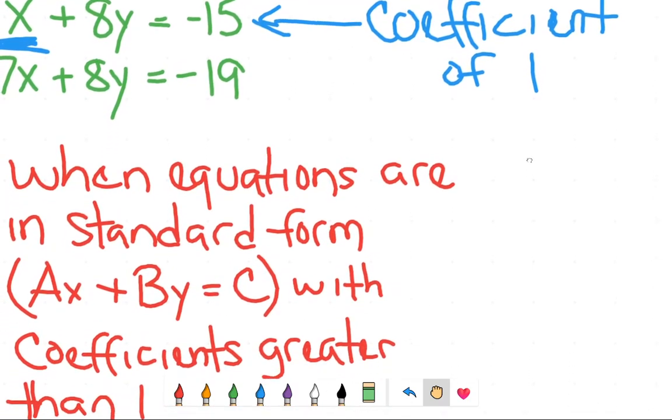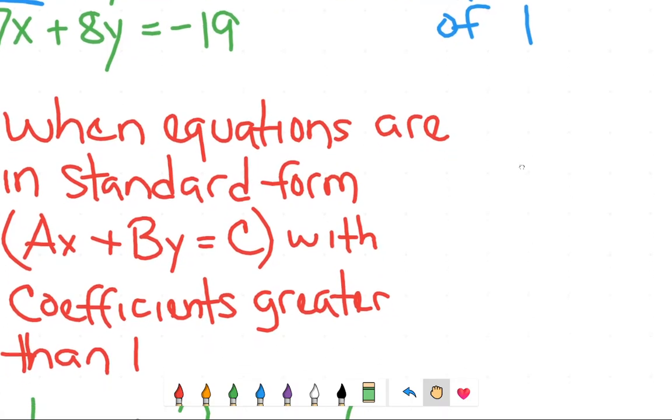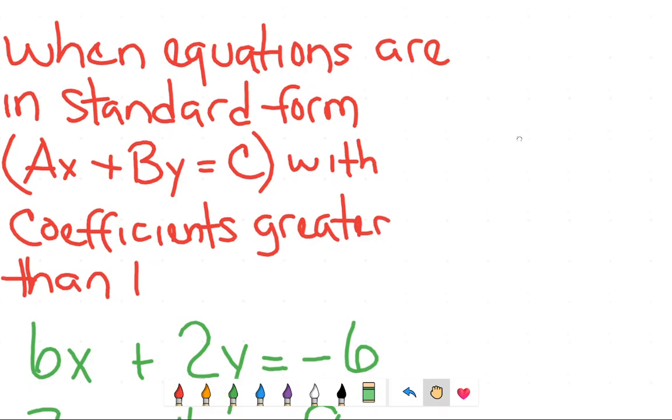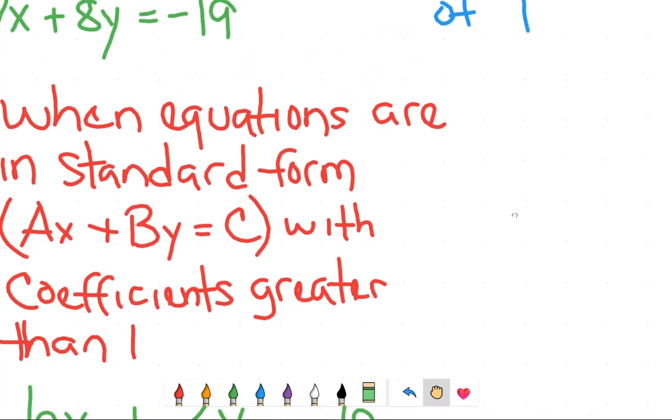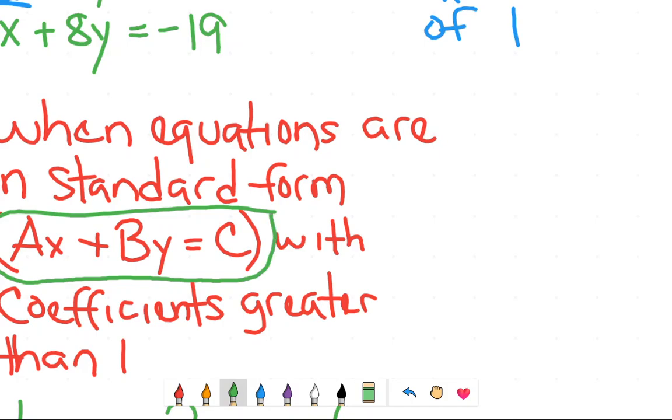When equations are in standard form with coefficients greater than 1, it is best to use elimination. So when equations are in standard form, and that is what you see here, this is standard form. Now remember, there are three forms of linear equations: standard form, point-slope form, and slope-intercept form.